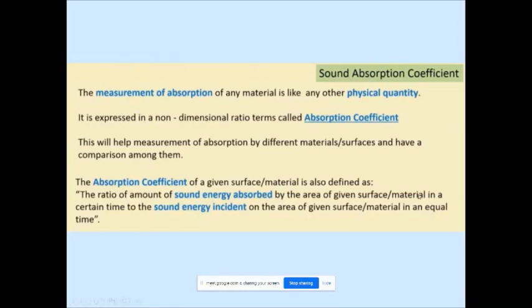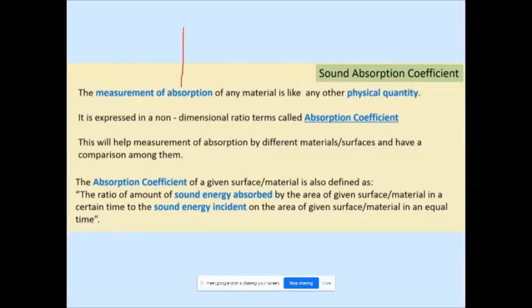Obviously for measurement of any material, how absorptive it is, we need some unit. So this is the measurement of absorption, that is the sound absorption coefficient, and this is nothing but the ratio of sound energy absorbed to the sound energy incident, obviously in a certain time.